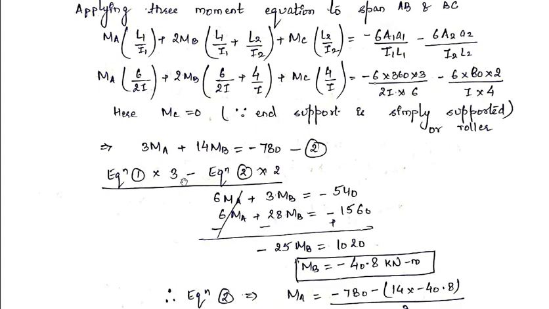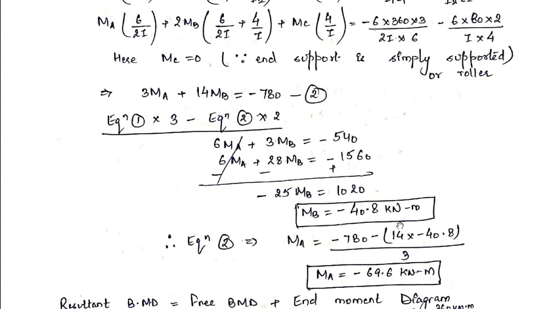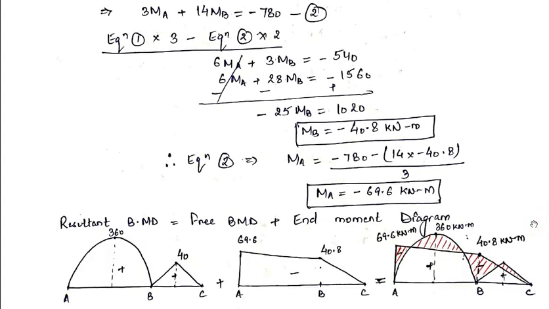So equation 1 into 3 minus equation 2 into 2, so that these two coefficients will become equal, and when we subtract them, these two terms will cancel out each other. After solving these two equations like this, the value of MB will come out to be minus 40.8 kilonewton meter, and by putting the value of MB back into equation number 2, we can find the value of MA, which will come out to be minus 69.6 kilonewton meter. So now we have calculated all the values of the bending moments. MA is this, MB is this, and MC is 0.